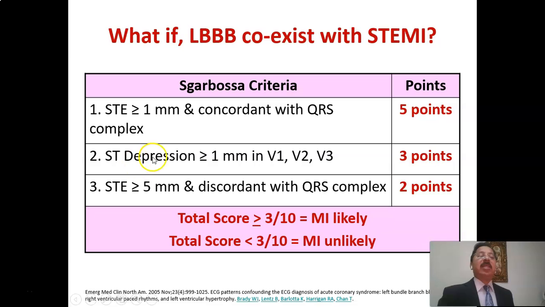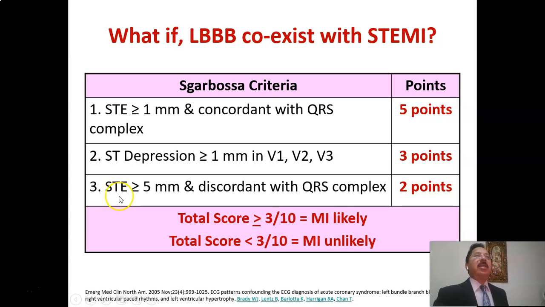But if you get ST segment depression of more than 1 mm in the V1, V2 or V3 leads, this is again significant, 3 points. Normally you don't get ST segment depression in left bundle branch block, but if you get ST segment depression, then this is significant.